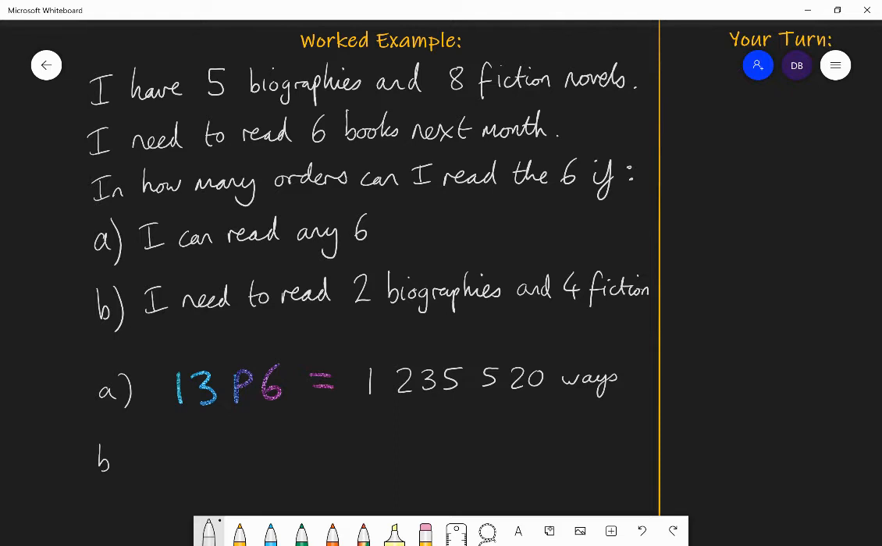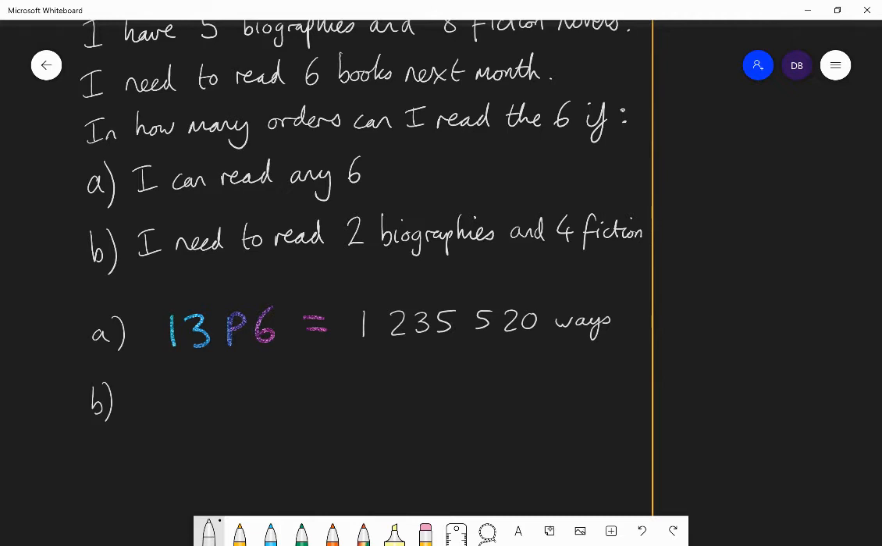The way to attempt this problem is firstly to think, well, let's imagine if I had to do the two biographies first and then the four fiction afterwards. So I have six books I need to read, so six spaces. My first book needs to be biography, second book biography, then fiction for the last four. It doesn't have to be in this order, but let's say that is the order in which I'm going to do it. And let's think about how we calculate that.